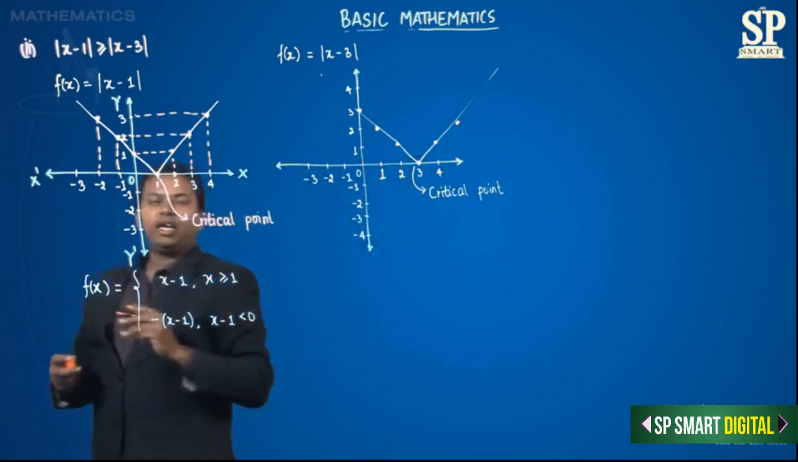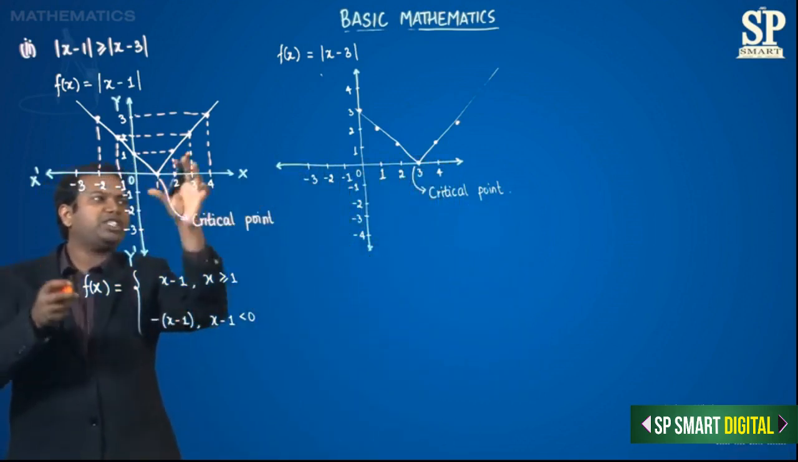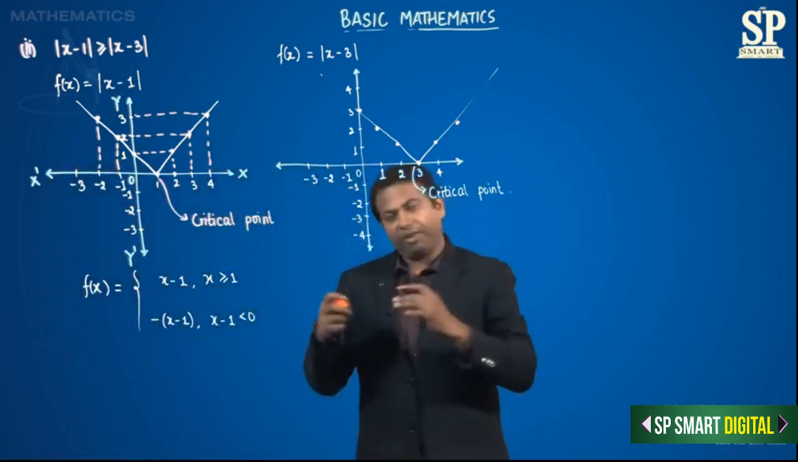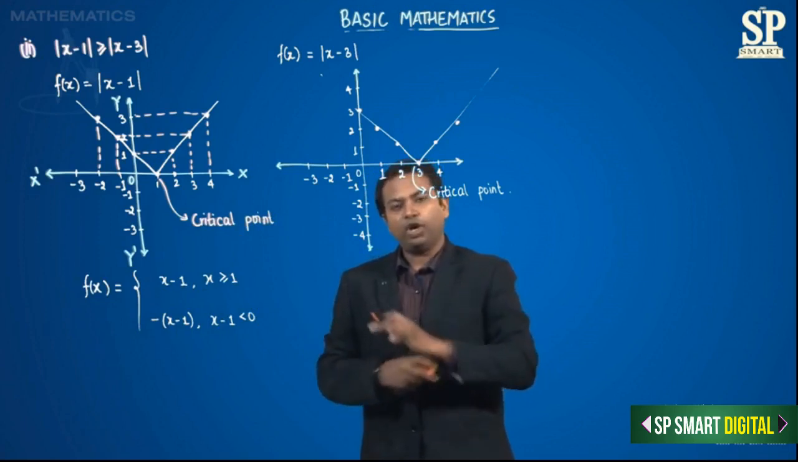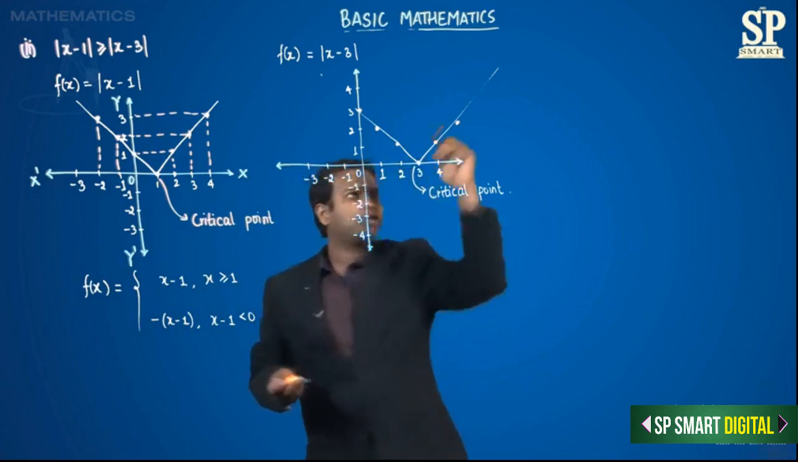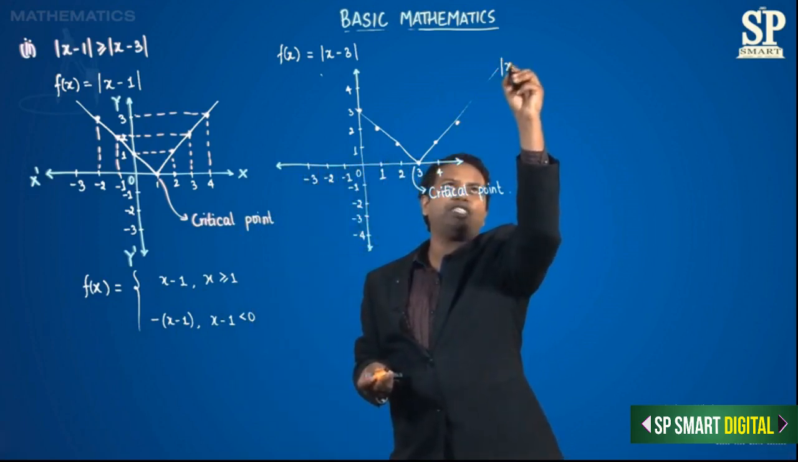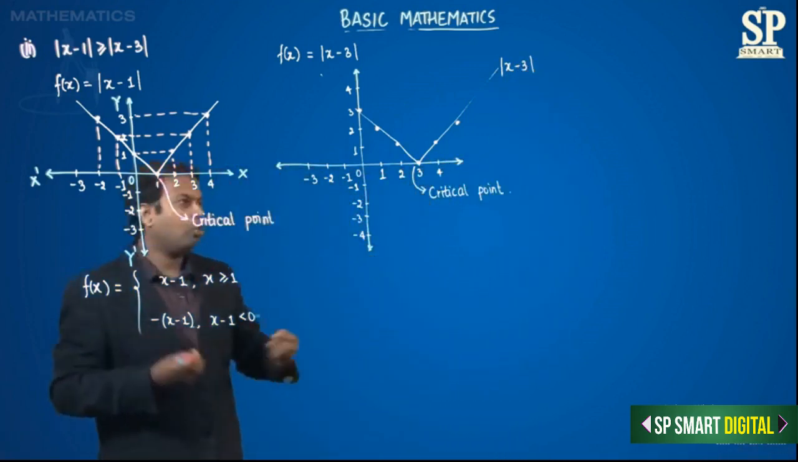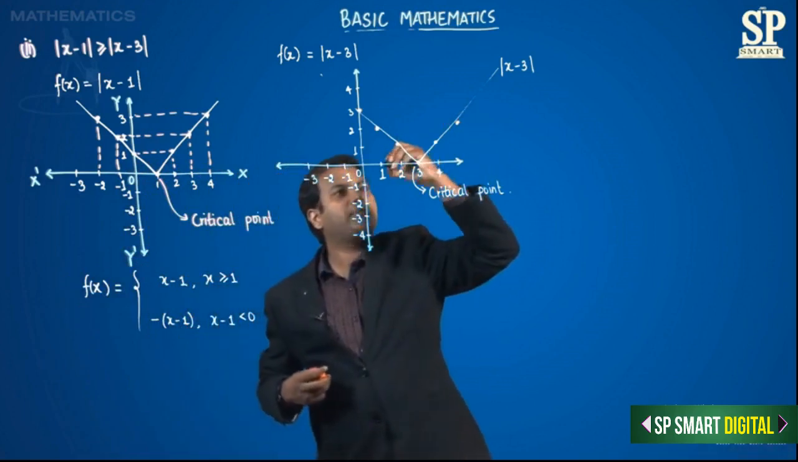So basically, if we plot these two functions on the same graph paper, here is the graph of modulus of x minus 3. Modulus of x minus 1 would look like the following.